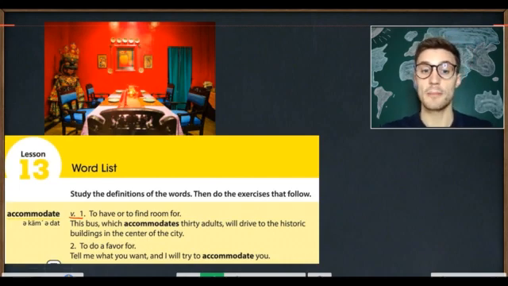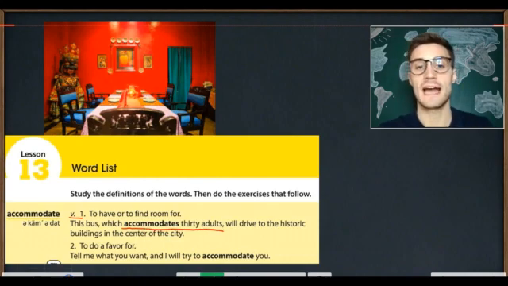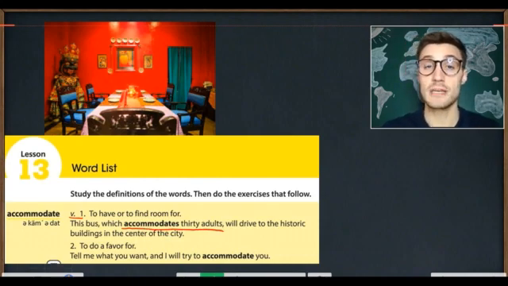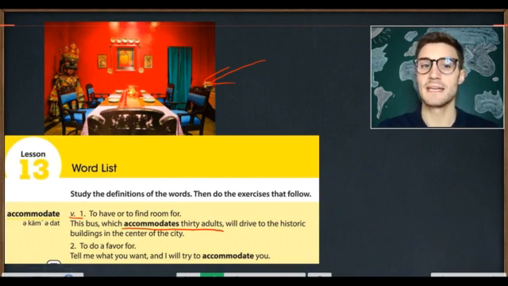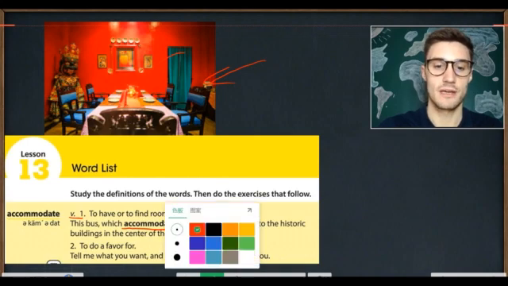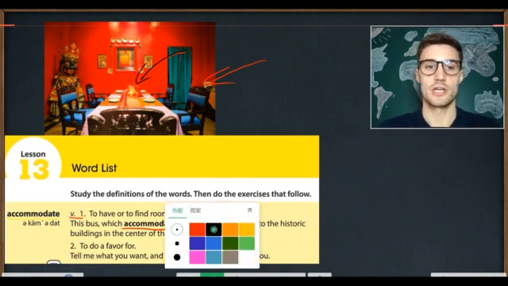This bus, which accommodates 30 adults, will drive to the historic buildings in the center of the city. So the bus, which accommodates 30 adults, there is space for 30 people on the bus. This table, how many people does it accommodate? 1, 2, 3, 4, 5. I see 5 chairs, so that means it can accommodate 5 people. You can put in an extra chair here, an extra chair to accommodate one more person.